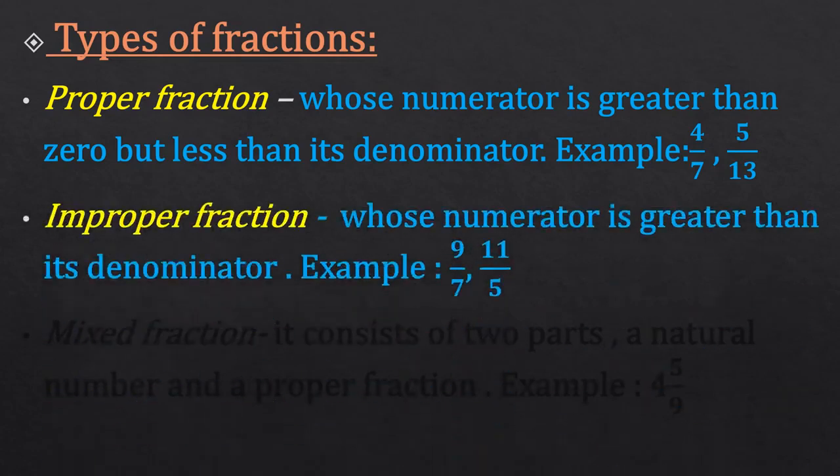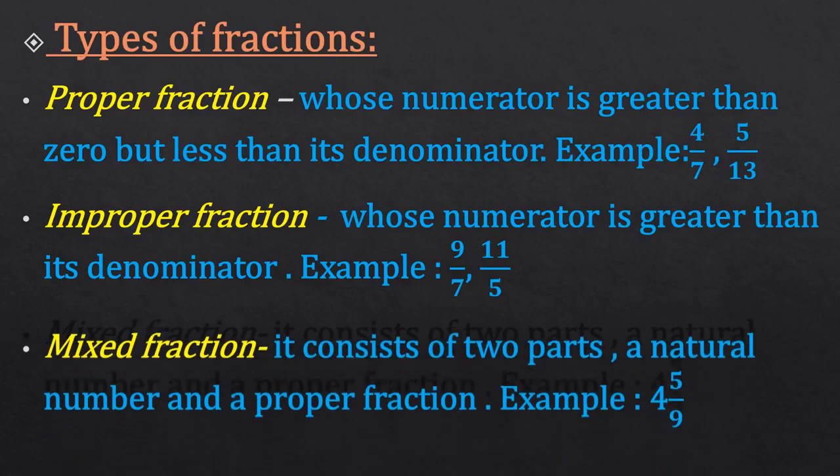Second type of fraction is improper fraction. Improper fractions are those fractions whose numerator is greater than its denominator. Examples of improper fractions are 9 upon 7 and 11 upon 5. See, in both these fractions, the numerator is greater and the denominator is smaller.